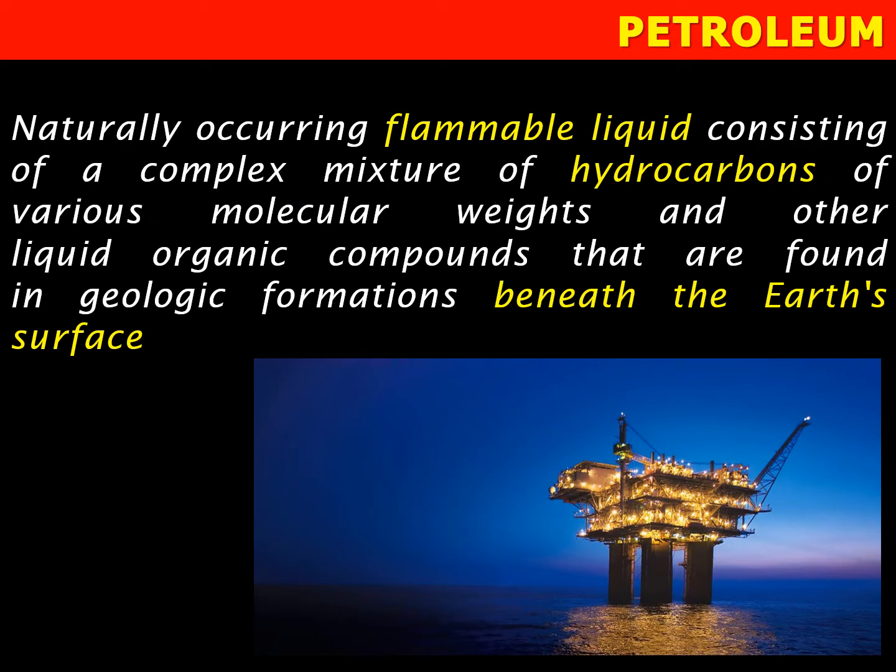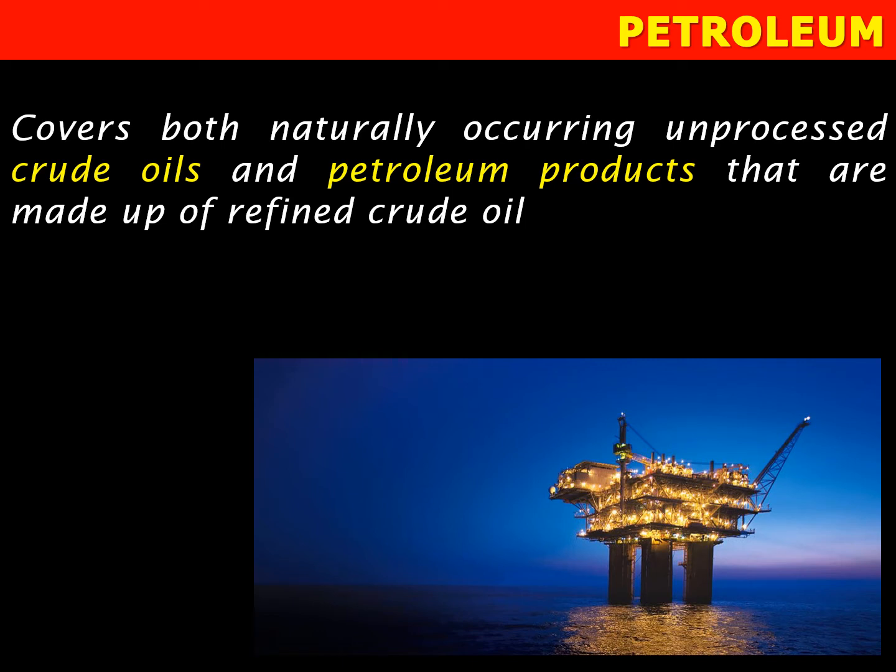What is petroleum? Petroleum is a naturally occurring flammable liquid, consisting of a complex mixture of hydrocarbons of various molecular weights, and other liquid organic compounds, found in geologic formations beneath the Earth's surface. Petroleum covers both naturally occurring unprocessed crude oils, and petroleum products that are made up of refined crude oil.